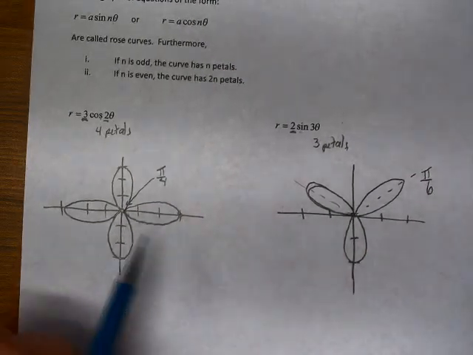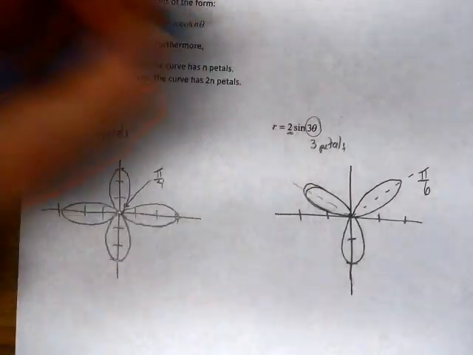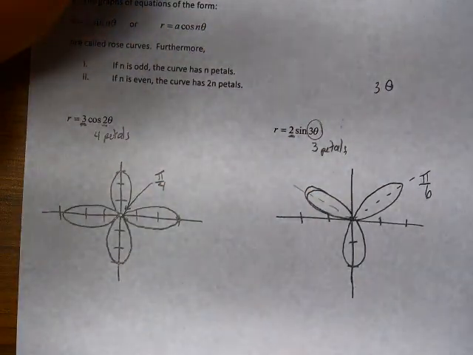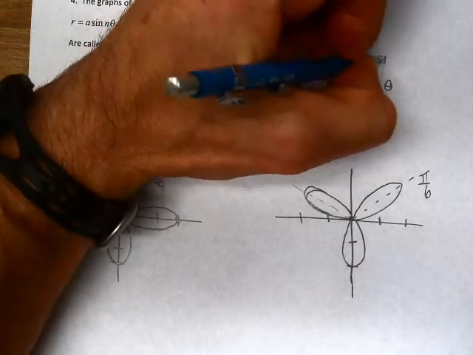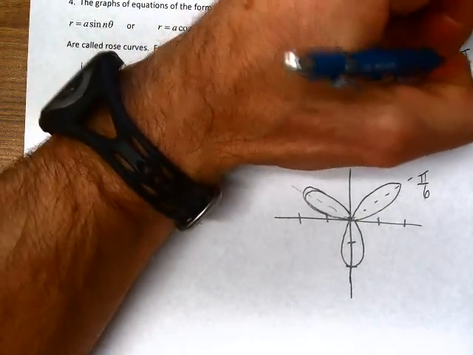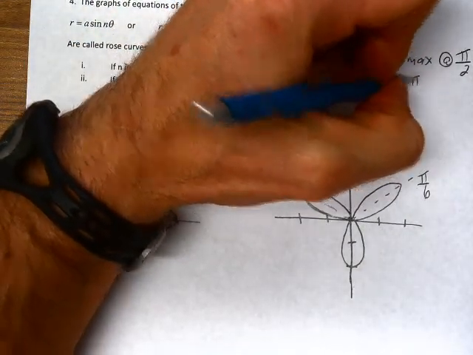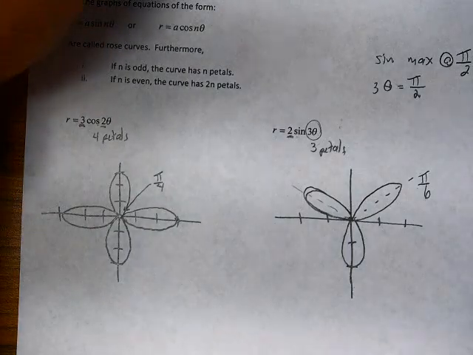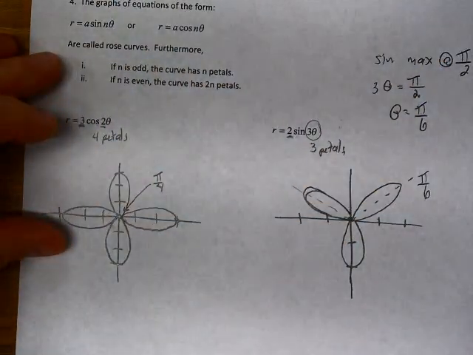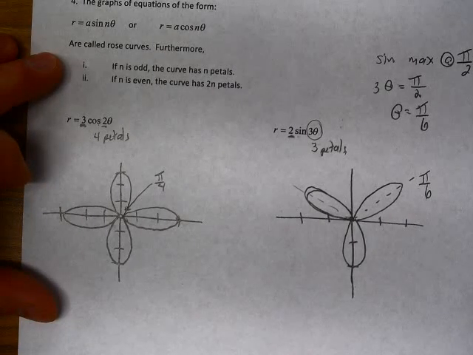So we need to think about, okay, well, why is our petal at its maximum length at pi over 6? Well, we're talking about 3 theta here, right? We know that the sine has a maximum value at pi over 2, and since we're talking about 3 theta, we're going to have our maximum petal length when 3 theta is equal to pi over 2. So that gives us pi over 6 as our angular measurement. That's going to give us our maximum petal length.